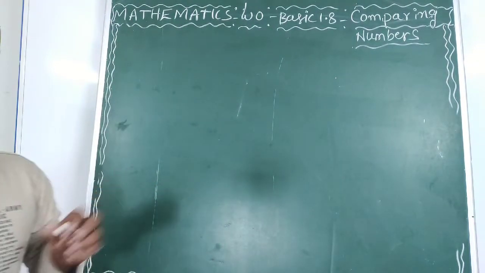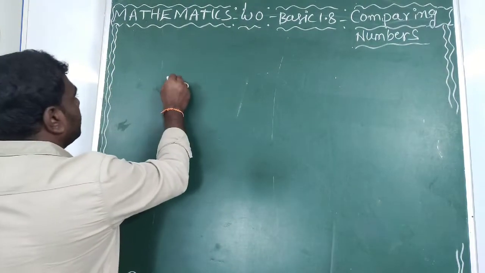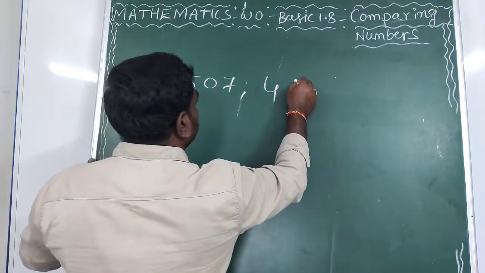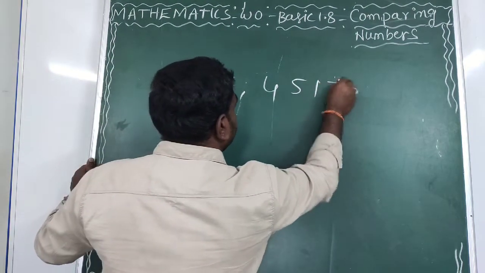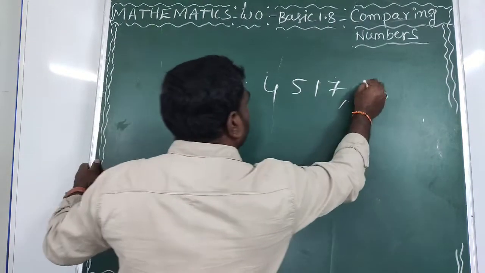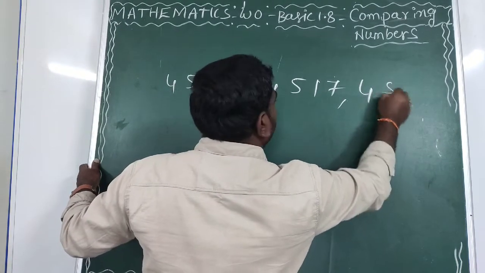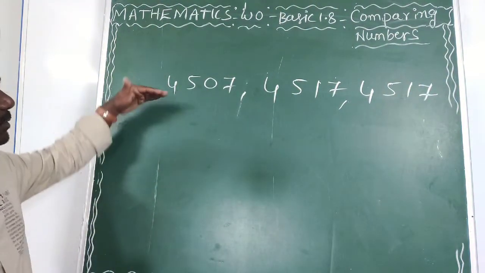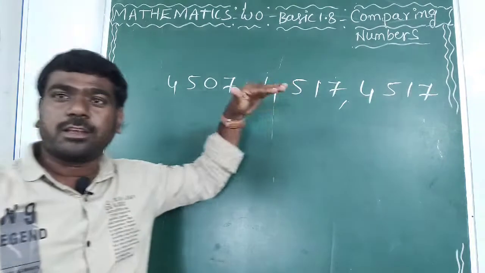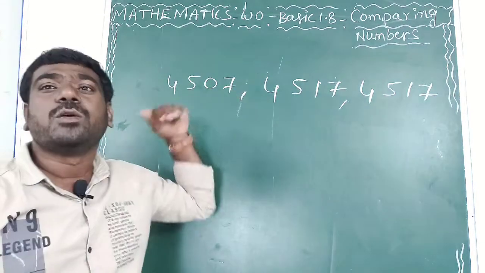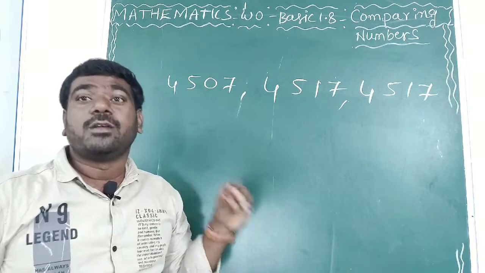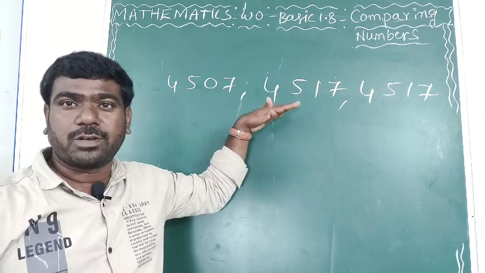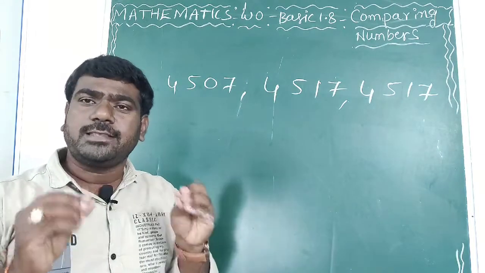Suppose I take larger numbers, suppose 4507, 4500, 17, 4570. Now these numbers, can you compare them? These are bigger numbers. Most of the children face problems when comparing big numbers. It is a very easy process, a very easy technique.